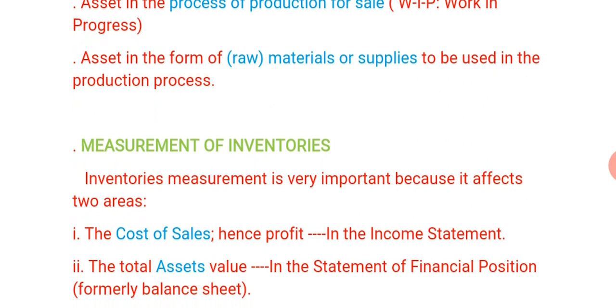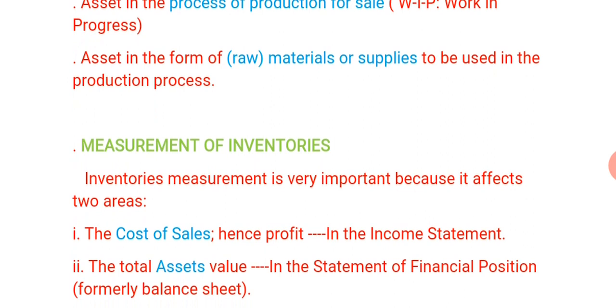So now inventory measurement is very important because it affects two areas. Now we are going to look at the two areas where it affects in our financial statements. Financial statements are presented to shareholders by the managers of the company. So we have, it affects the cost of sales.